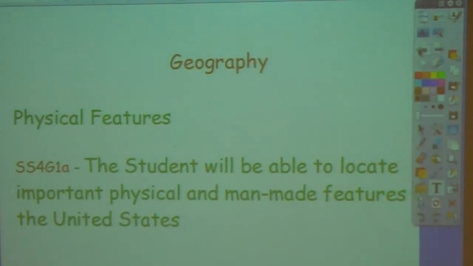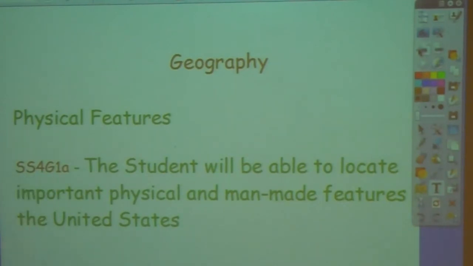Class, the first thing we're going to talk about in social studies is a geography lesson on physical features. Physical features is standard SS4G1A. And what that means is this is 4th grade social studies geography, the first standard.